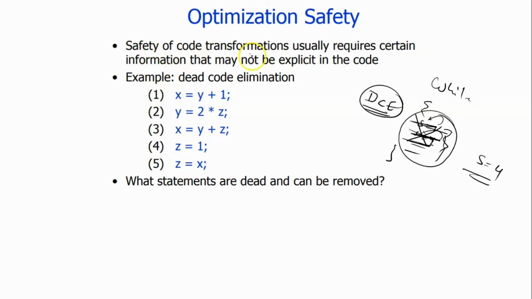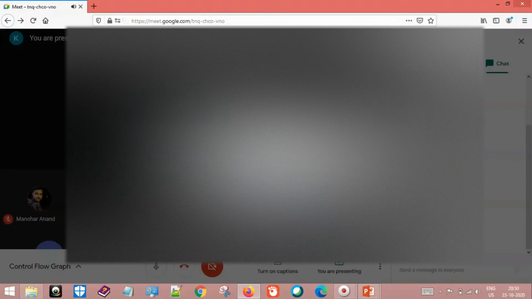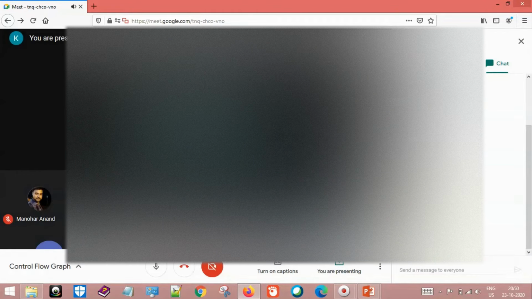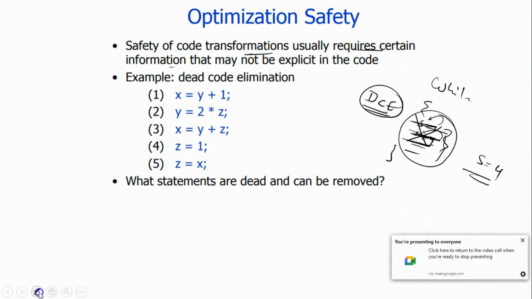So safety of code transformation usually requires certain, wait a second. Nothing is visible, Ankit is saying. Everyone else, you can see, right? To everyone else, everything is visible. Okay.